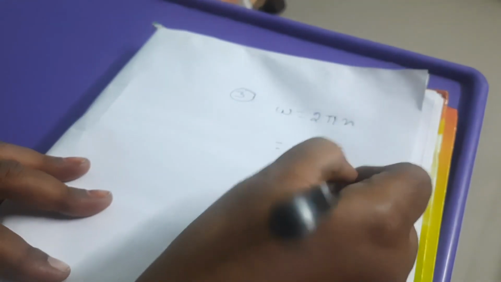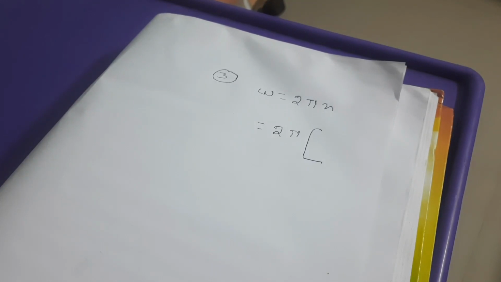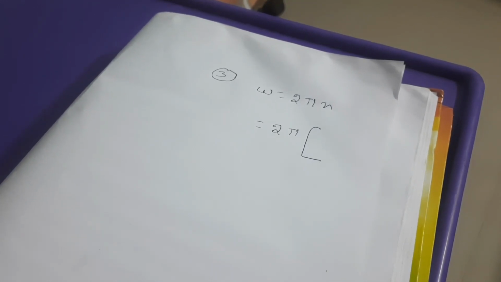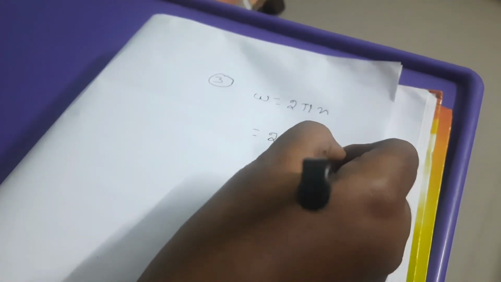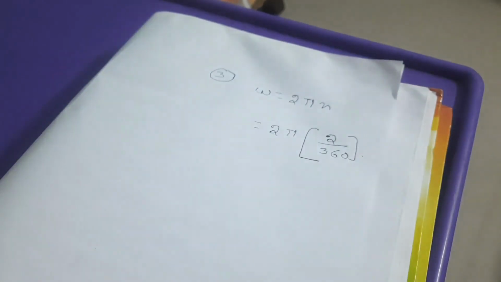Angular frequency, what is the formula? Omega equals 2 pi n. Omega equals 2 pi n. That is the angular frequency. So 2 pi n, but instead of n, what are we taking here? But the thing is here, what is the n value? Here they mentioned clearly it is covering 2 revolutions in 360 days. So we can take the n value as 2 revolutions in 360 days.